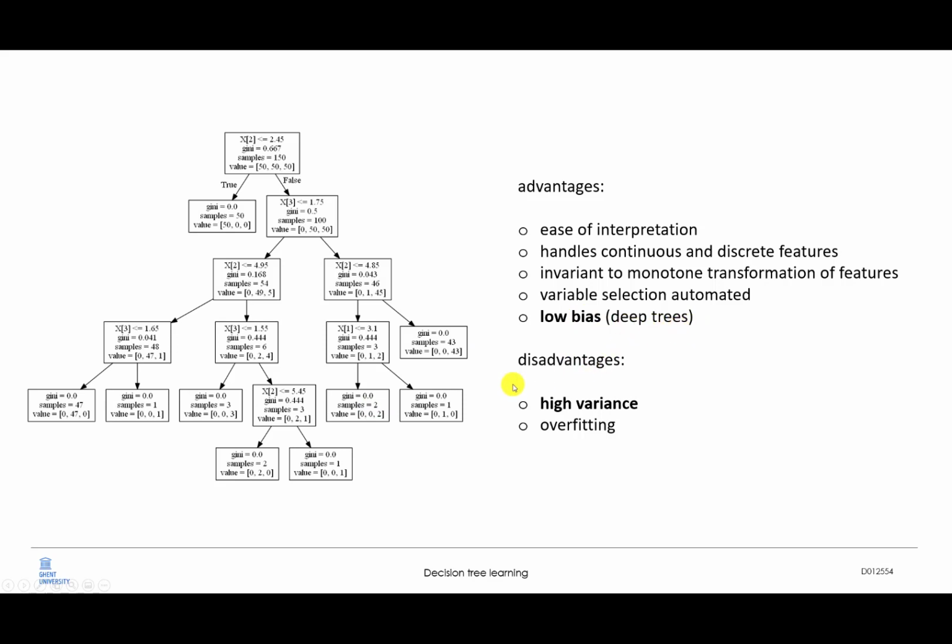The disadvantage of such deep trees is that you have high variance. Okay, and that we will also talk about in the next slide. And that results in a potential of overfitting, right? Where we have to be very careful not to overfit a complex decision tree model on our data.